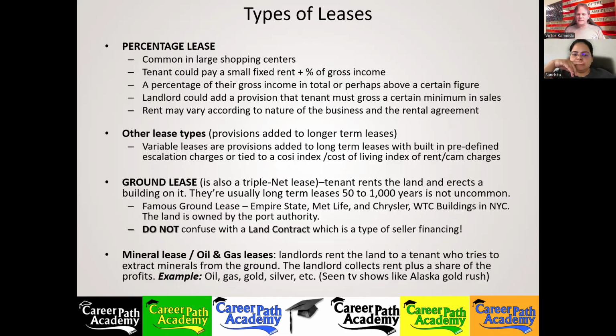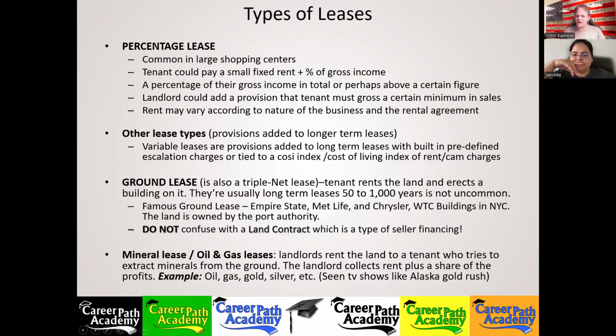So in a ground lease, it is a triple net lease. The tenant is responsible for paying a rent for the land, and they erect a building, and they're required for all the maintenance and additional expenses that are required to maintain that building. They're usually long-term leases. 50 to 1,000 years is not uncommon.